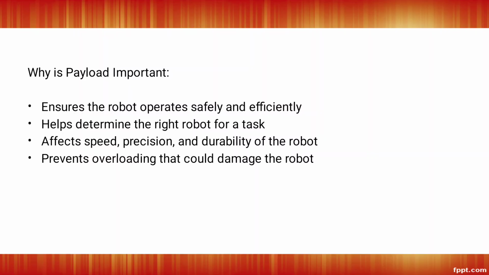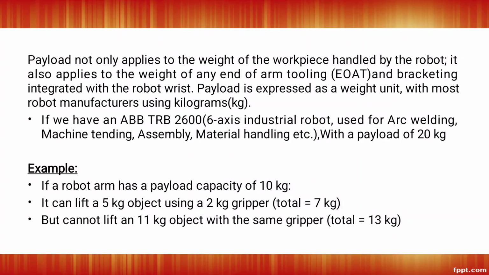It ensures the robot operates safely and effectively, helps determine the right robot for the right task, affects speed, precision and durability of the robot, and prevents overloading that could damage the robot. Payload not only applies to the weight of the workpiece handled by the robot, it also applies to the weight of any end of arm tooling and bracketing integrated with the tool wrist. Payload is expressed as a weight unit, with most robot manufacturers using kilograms.